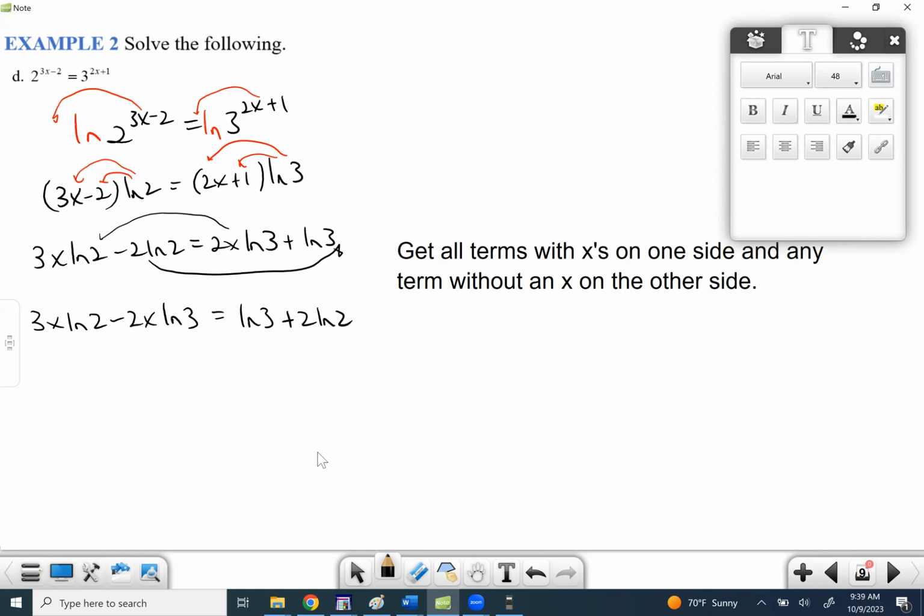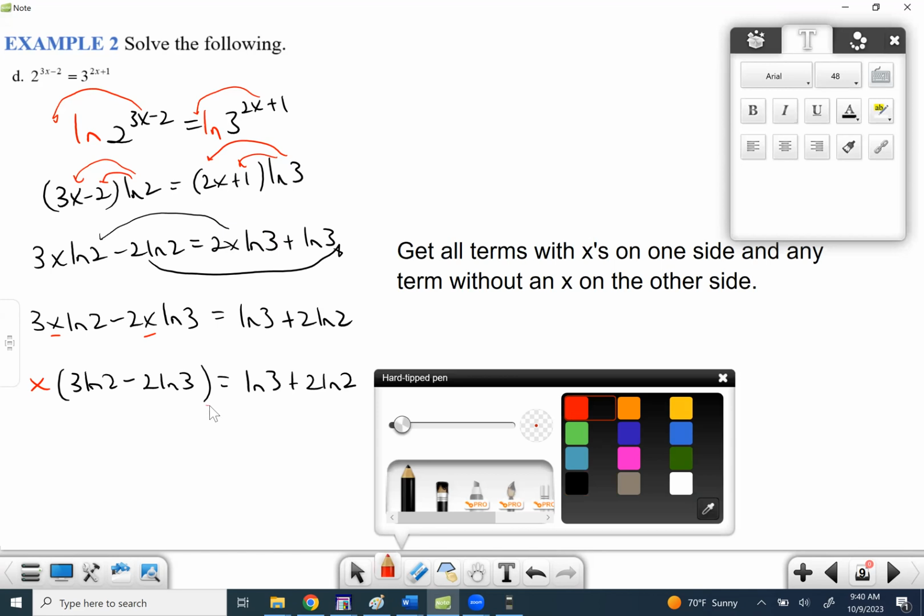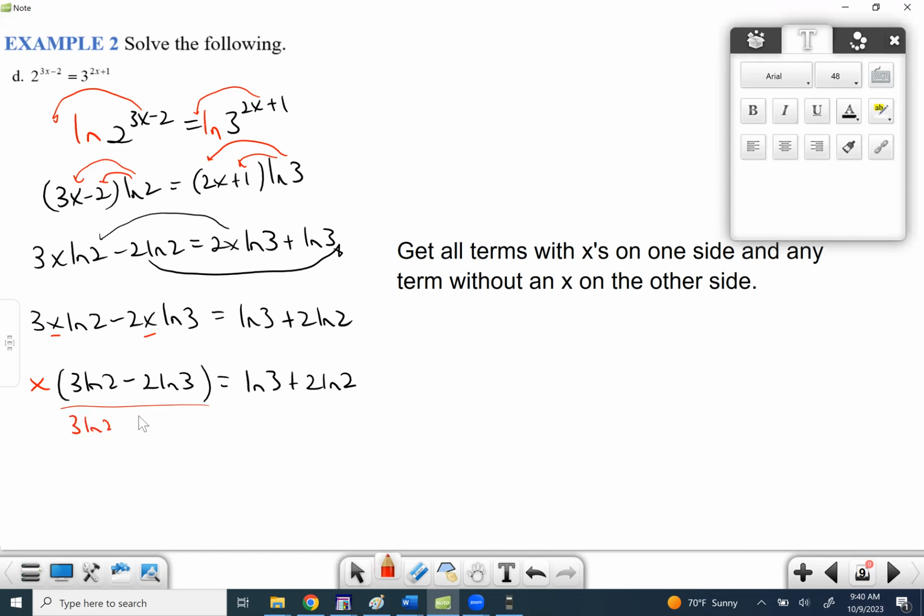Now, the reason why we wanted everything that has an x in it on one side is because if everything here has an x, then we can factor out the x. I'm going to do that parentheses there. So it'll just be 3 natural log of 2 minus 2 natural log of 3. And this is a big moment because it took us from 2 x's down to 1x. So now we can solve this, right? We'll go ahead and divide since we're multiplying. So we're going to divide by this entire thing. It's pretty massive, but that's what we're going to divide by.